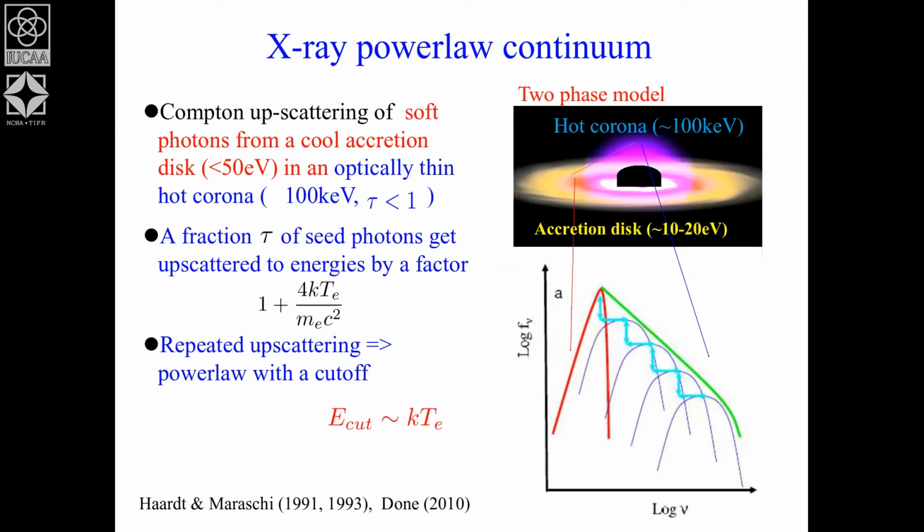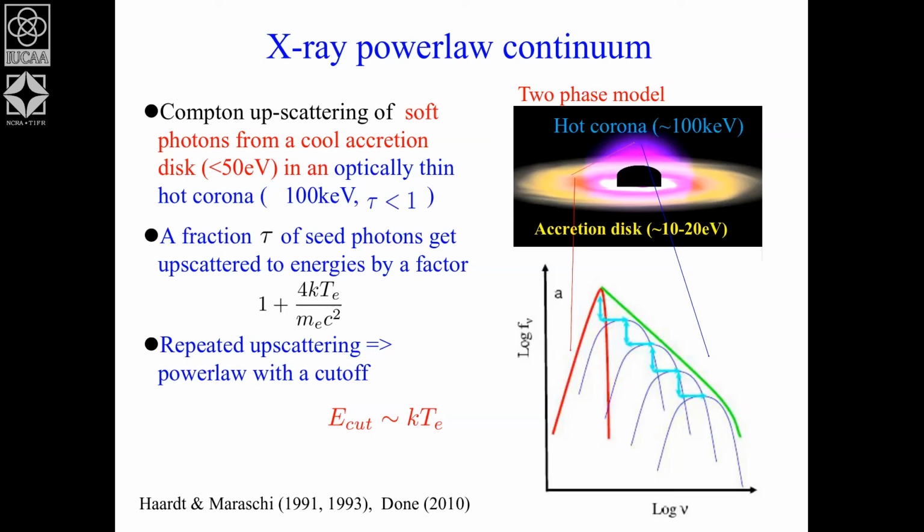One phase is the accretion disk, and the accretion disk temperature is something like 10 electron volt. Of course, it will depend on the black hole mass, but assume this is 10 electron volt or so. So it is emitting in the ultraviolet and optical bands. Then the other phase is the hot phase, which is the hot corona, at a temperature of about 100 kilo electron volt. It is usually optically thin. So essentially this has energetic electrons, and the disk has optical UV photons. The optical UV photons are interacting with these energetic electrons. So naturally there is going to be inverse Compton scattering, and repeated inverse Compton scattering.